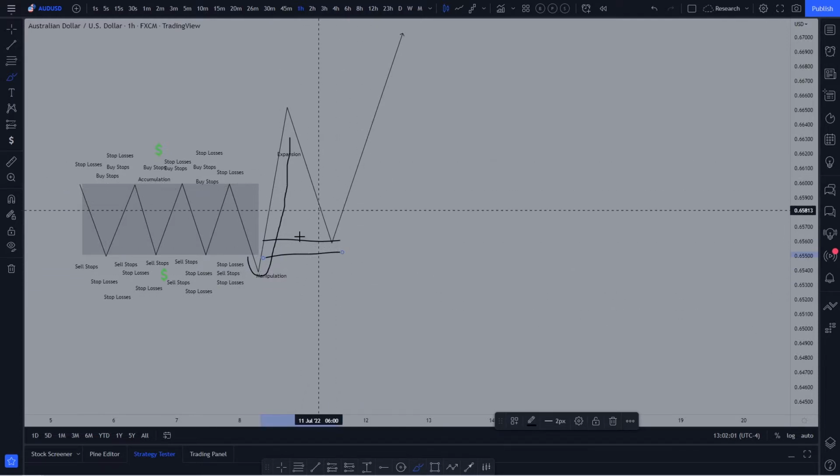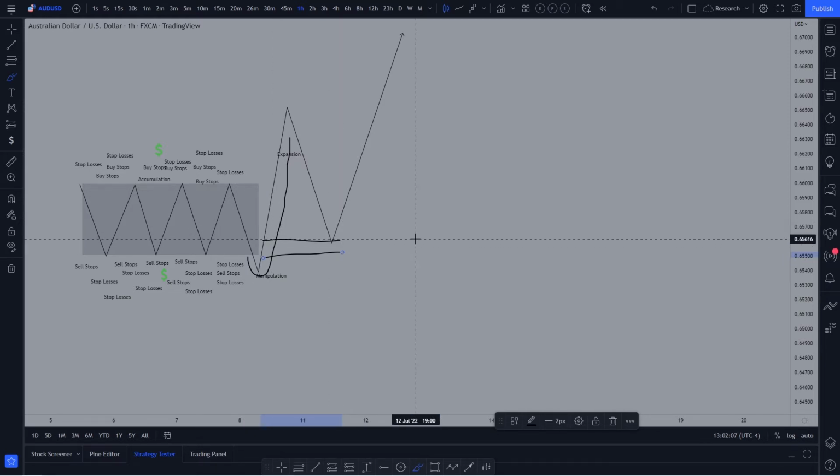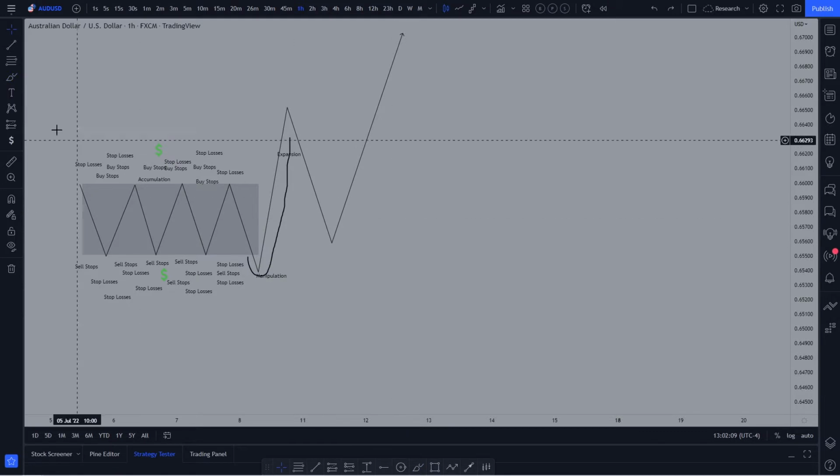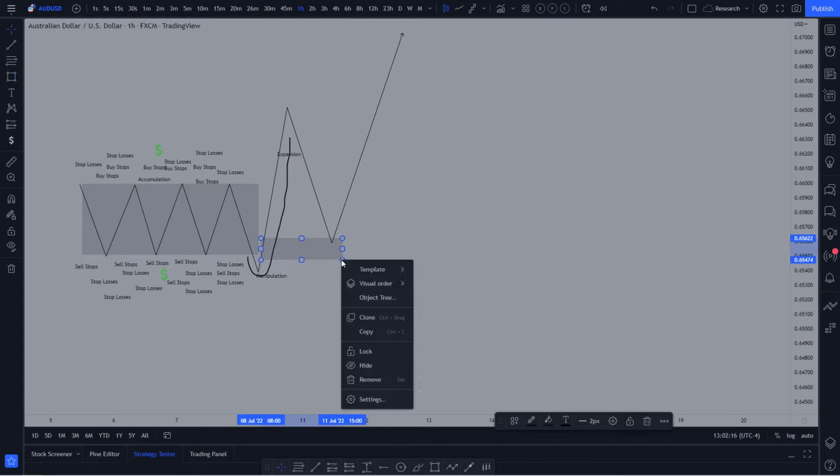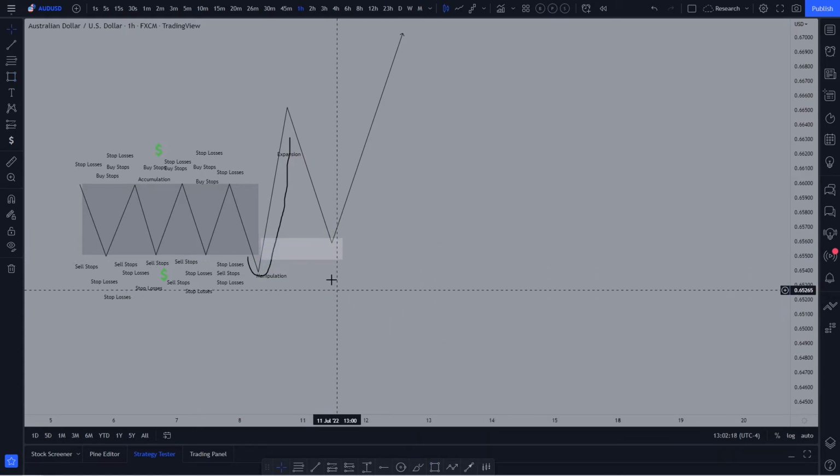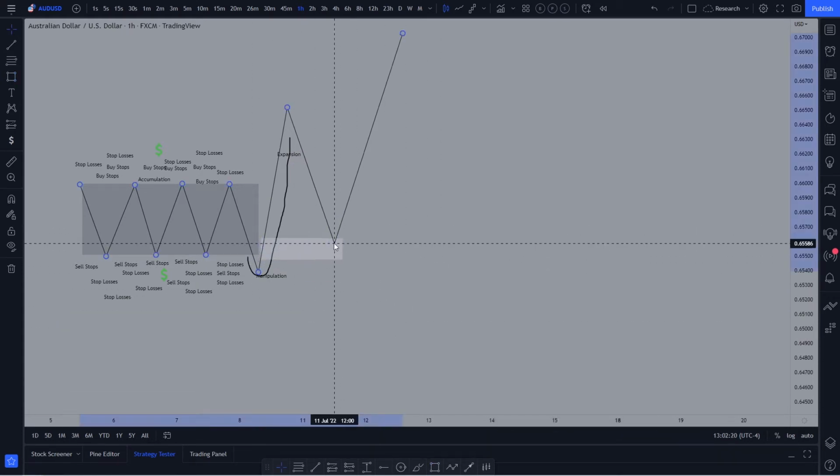So in this case, you'll notice that the institutions are actually going to sell before they buy. This is why a bullish order block is just called a sell before you buy candle. So what would that look like? It would look something like this. And let's just make you white. Now this order block will be over here.